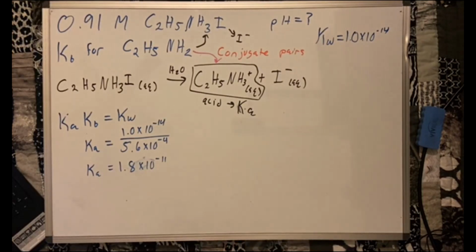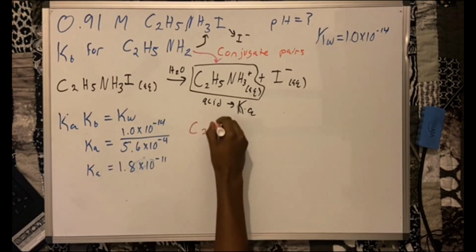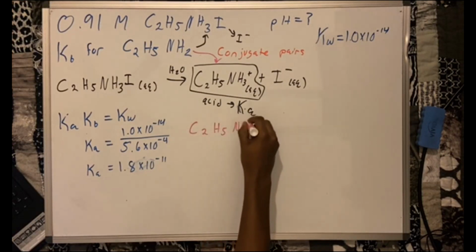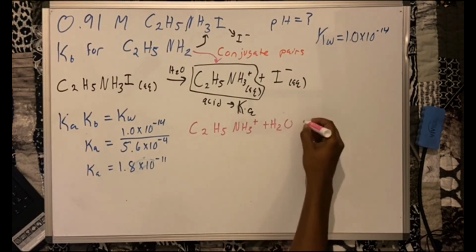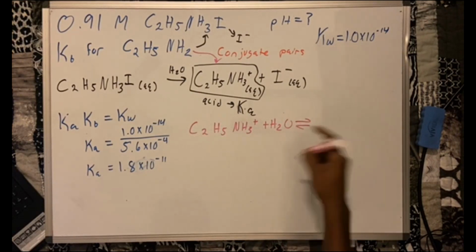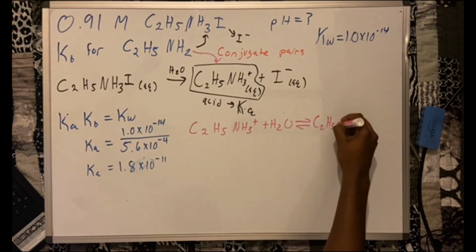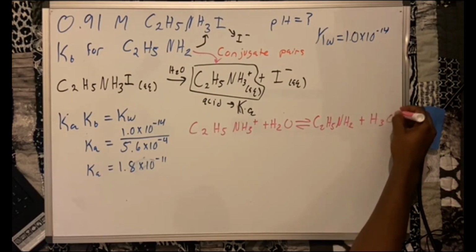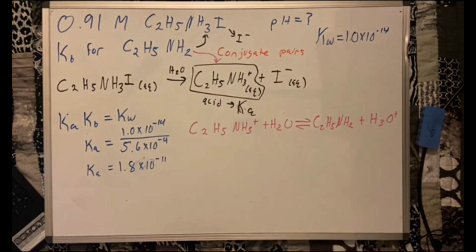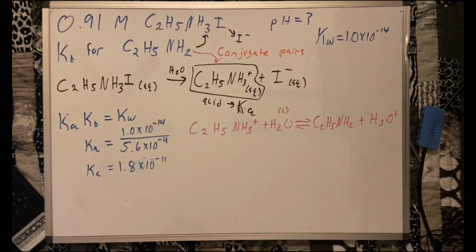Do we write that equation now with the acid plus water? Yes. So I write my acid with water equation. So my C2H5NH3 plus H2O goes to C2H5NH2 plus H3O plus. Right, and then your states. I just know this one's liquid. Right, okay.